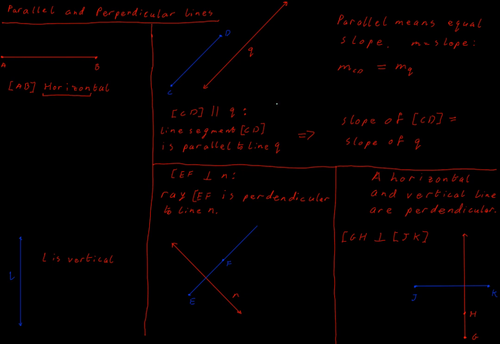Now again, parallel means that two lines or two line segments have the same slope. How do we say that things are the same in mathematics? We say that they are equal to each other. So again, M is the letter we use for slope. So the slope of CD is equal to the slope of Q. MCD is equal to MQ. And this is the mathematical way of writing our parallel. And I've written it for you in English here as well. So the slope of CD is equal to the slope of Q because they are parallel.